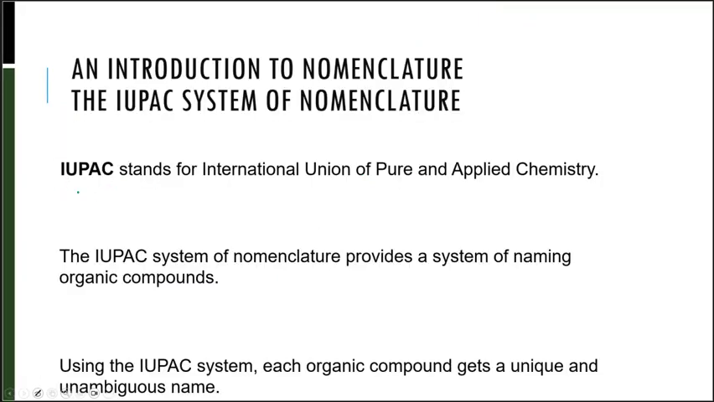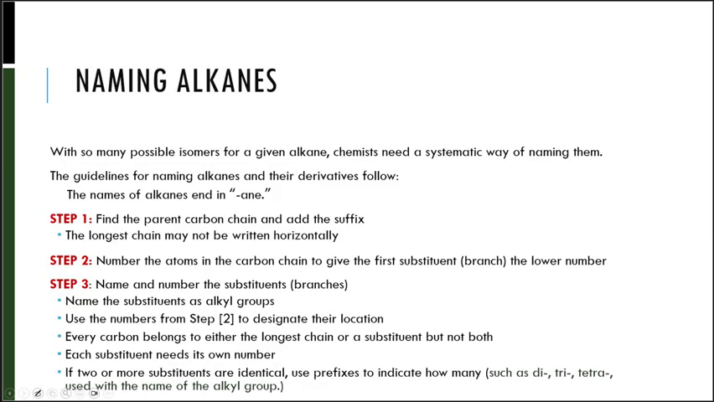Let's talk about naming. The IUPAC stands for the International Union of Pure and Applied Chemistry. The IUPAC system of nomenclature provides a system of naming organic compounds. Using this system, each organic compound gets a unique and an unambiguous name. I know just those last couple of examples were probably a little confusing, but there is a method to it. We know that when we have carbons single bonded to other carbons, those are alkanes, so it will end in ane. You find the parent carbon chain and add the suffix. The longest chain may not be written horizontally. Step 2.